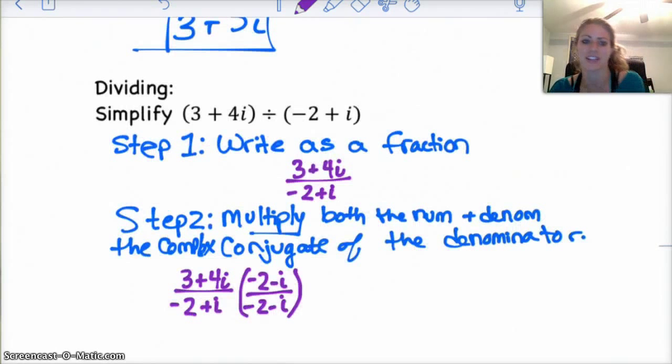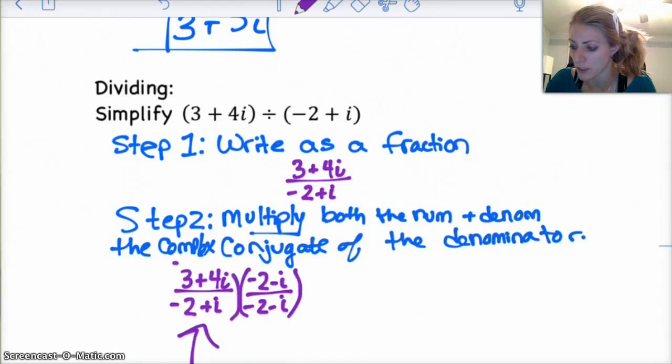So here I've written your steps nicely. Step 2, multiply the numerator and denominator by the complex conjugate of the denominator. The denominator is negative 2 plus i. Remember, the complex conjugate negates the imaginary part. So the complex conjugate of negative 2 plus i is negative 2 minus i. And then you just FOIL those out. You multiply straight across and simplify.